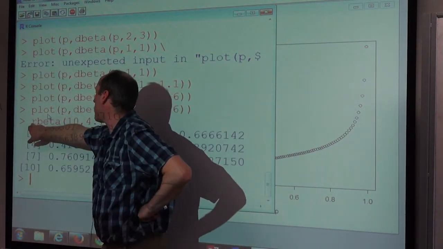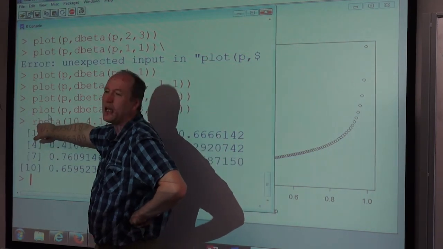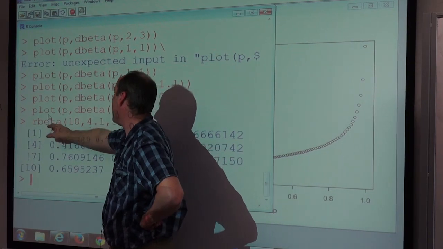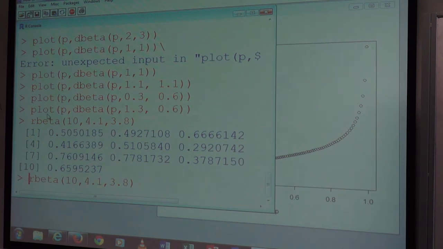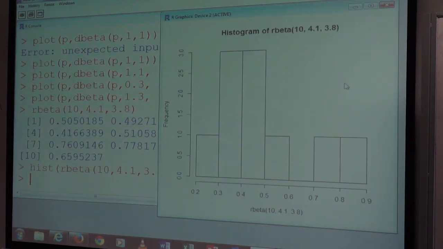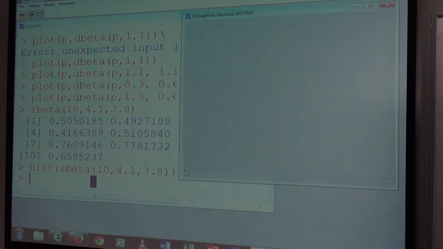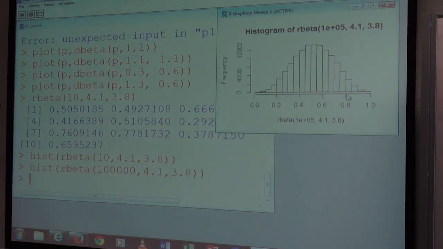See how R for random, it's the same pattern as R norm, P norm, Q norm, D norm. We've got a D beta as well, which I could have used instead of defining it myself. There's the numbers. I can make a histogram of them. There's my histogram. Why does it suck? It sucks because I've only got a sample of size 10.